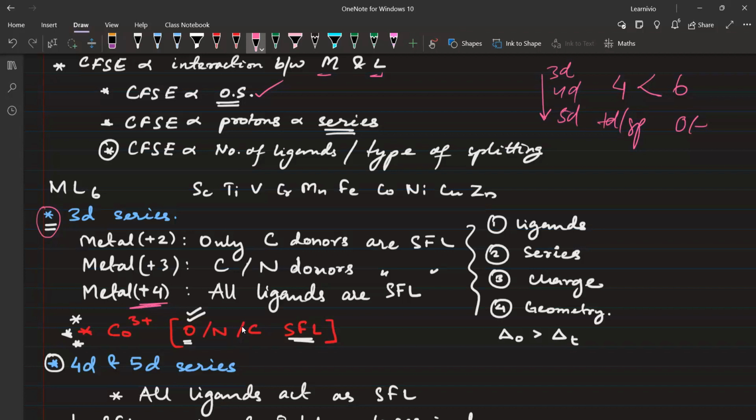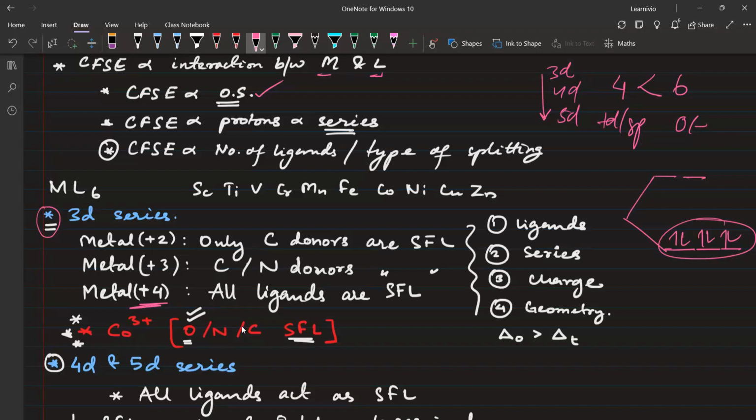That means when we say the ligand is strong field, what we mean is that if you look at the T2G and EG levels, 1, 2, 3, now the electrons are not going to jump to the EG level, they will start pairing up. So when we say a strong field ligand, it means that the electrons are going to pair up. Now, that is for +4.